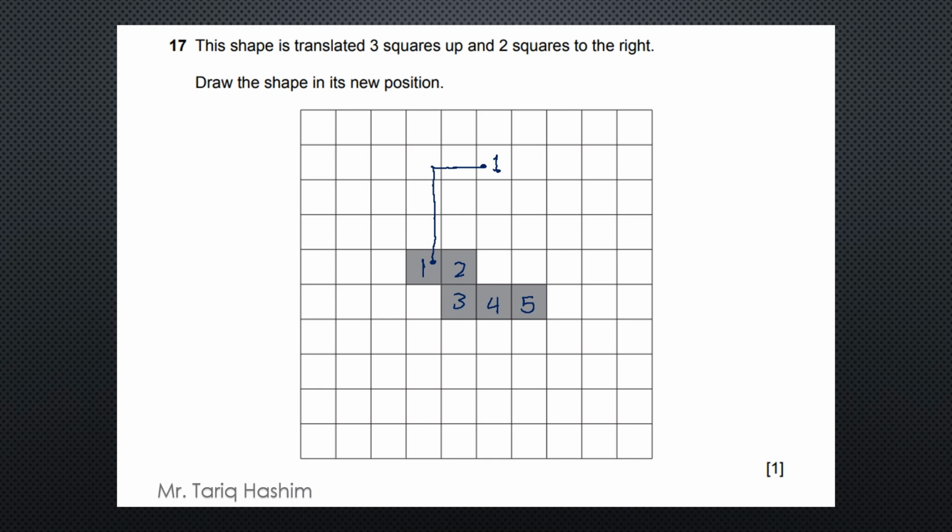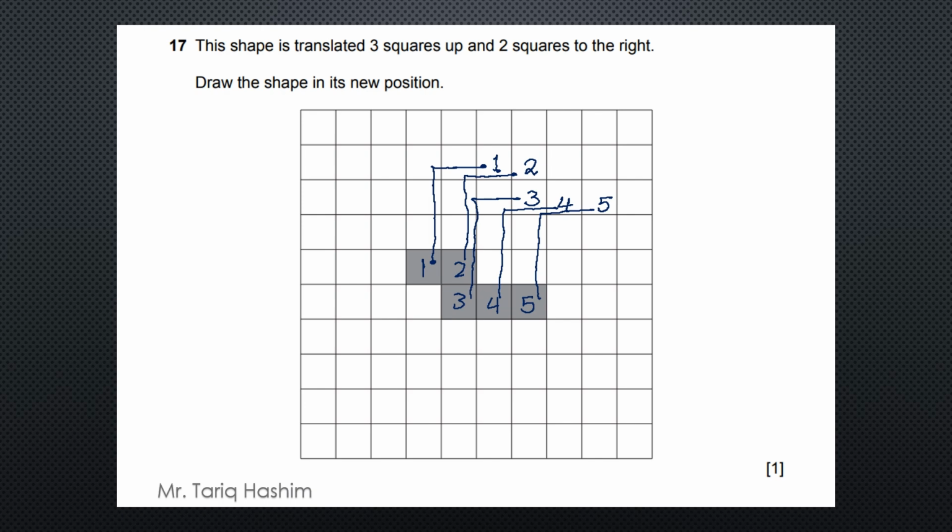So this will be the new position of square number 1. And we will do the same thing for square number 2: 1, 2, 3 squares up and 1, 2 squares right. Number 3: 1, 2, 3 squares up and 1, 2 squares to the right. This will be the new position for square number 4. And do the same thing for square number 5: 1, 2, 3 up, 1, 2 right.